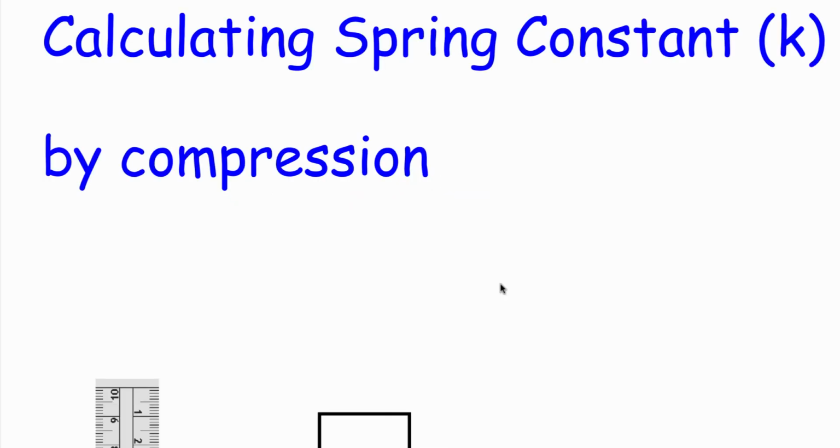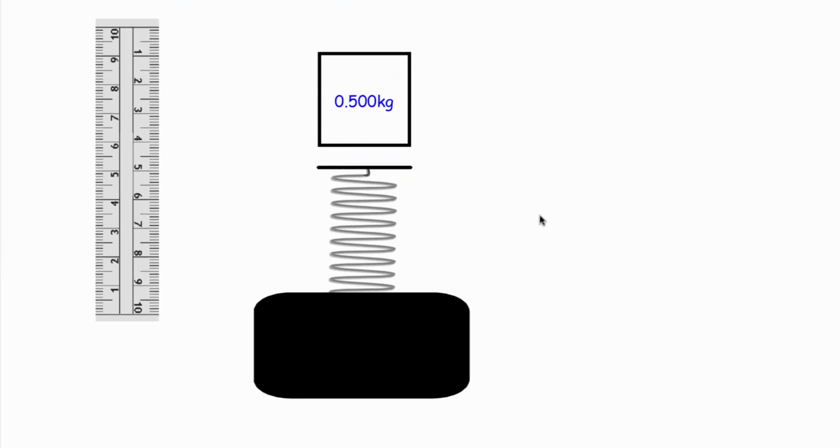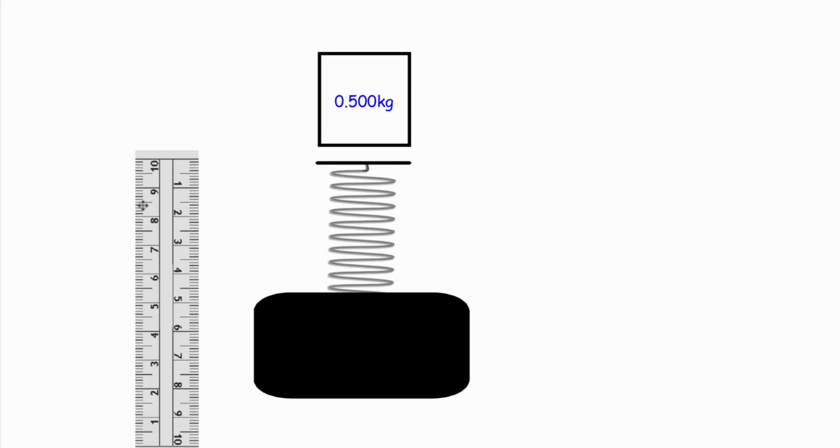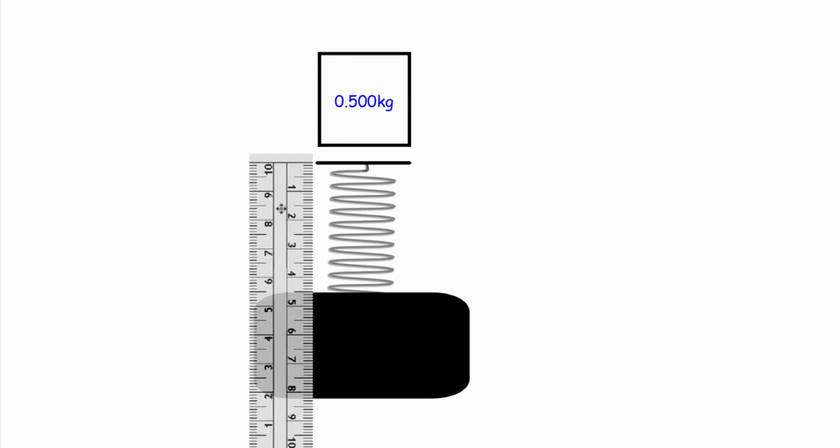Okay, we're also able to calculate a spring constant. Instead of stretching the spring, we can do it by compression. So here's our situation. We have a spring in a vertical position with a pan on top, and here is a 500 gram mass. The 500 gram mass is going to be placed on the spring, which will cause it to compress. Okay, so we're going to use the ruler to measure from the pan to the top of this black box, and we can see that it is 4.5 centimeters.